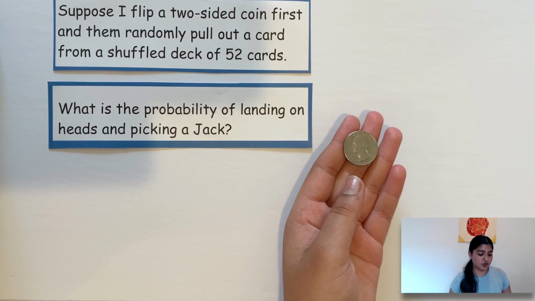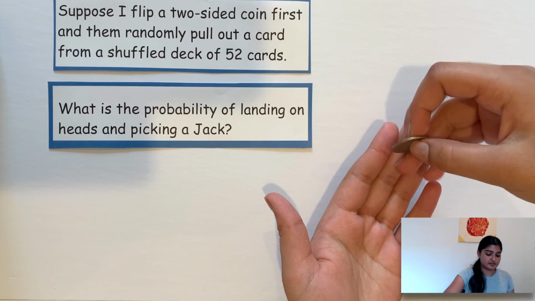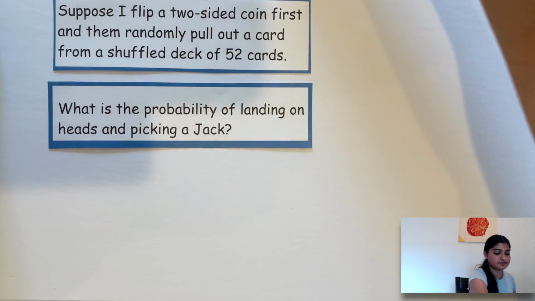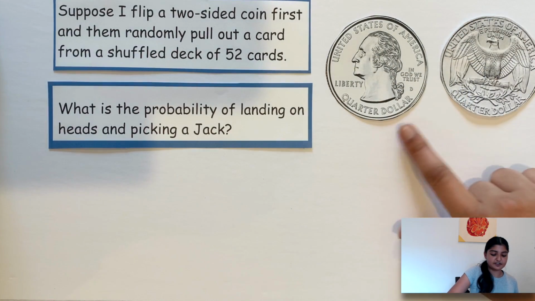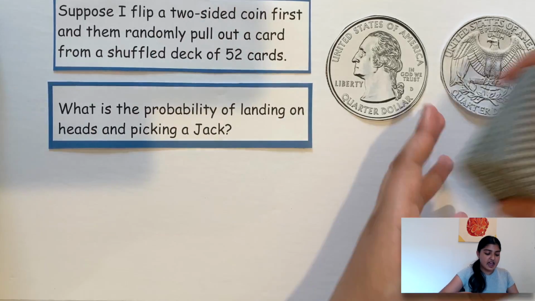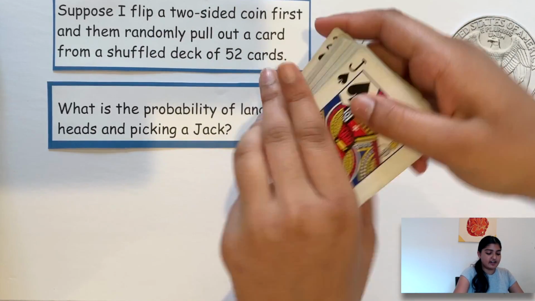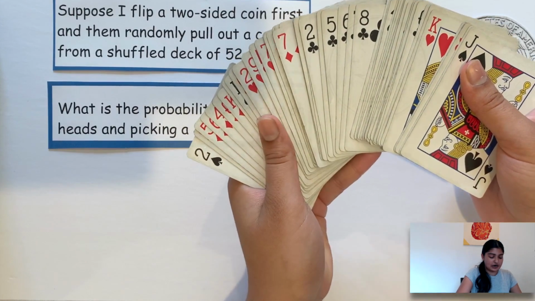Here we have a coin. This is the heads, and this is the tails, which I've enlarged to make it easier to see. And here is our shuffled deck of 52 cards. You can see it is shuffled throughout.